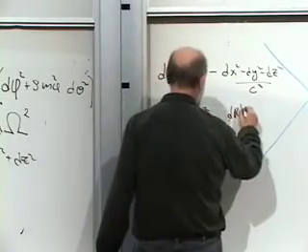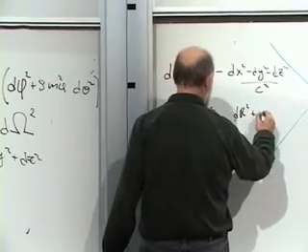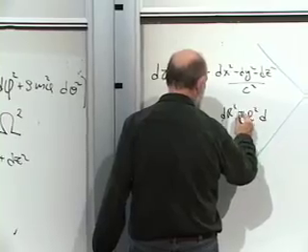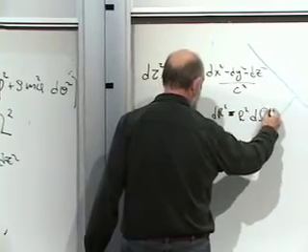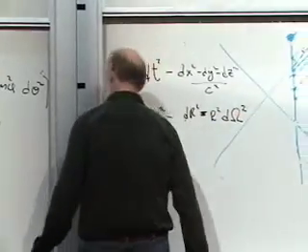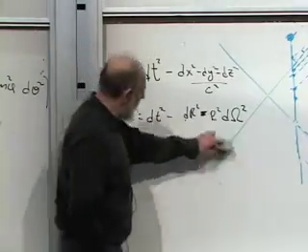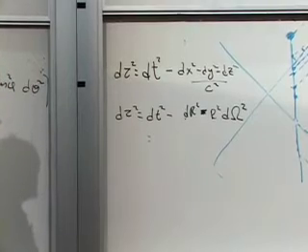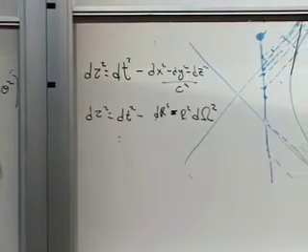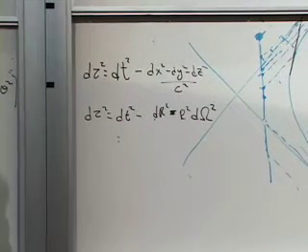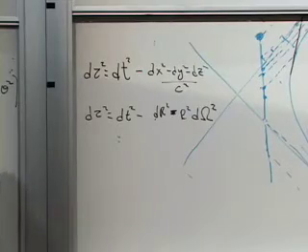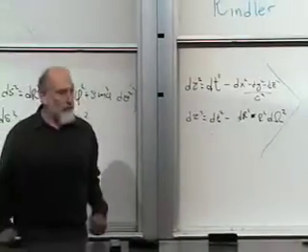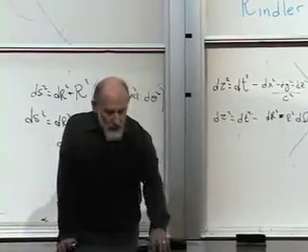dr squared plus r squared d omega squared, with a minus sign. And if I wanted to put the speeds of light in, they would go in the denominator: dt squared minus dr squared minus r squared d omega squared. That's the metric of absolutely flat space-time, just using spherical polar coordinates.